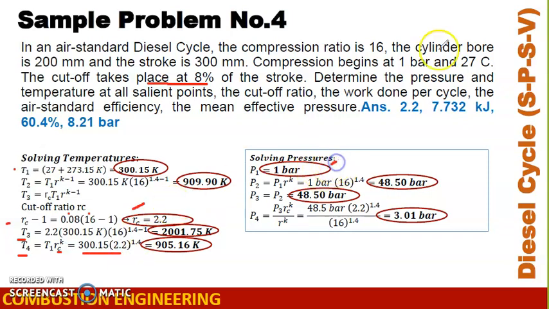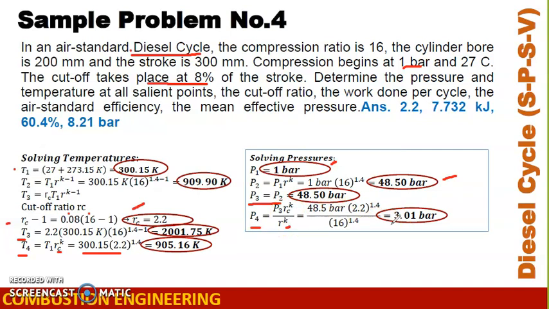For P1, that is already given, 1 bar, or 100 kPa. For P2, the same isentropic relationship, that's why we have 48.5 bar. Since this is a diesel cycle, heat addition happens at constant pressure. P3 is equal to P2. This is a constant pressure process, so they are the same. For P4, we use the relationship that we derived, P3 times RC to the power of K over R to the power of K. So that's why we have 3.01 bar.